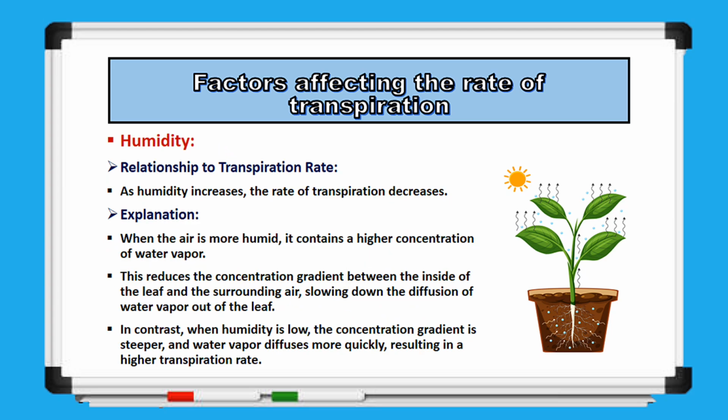Now, let's look at humidity and how it affects transpiration. As humidity increases, the rate of transpiration goes down. That's because when the air is already full of water vapor, there's less difference in concentration between the inside of the leaf and the outside air. This smaller concentration gradient slows down the movement of water vapor out of the leaf. On the other hand, when humidity is low, the concentration difference is bigger, so water vapor escapes faster, which means the transpiration rate goes up.